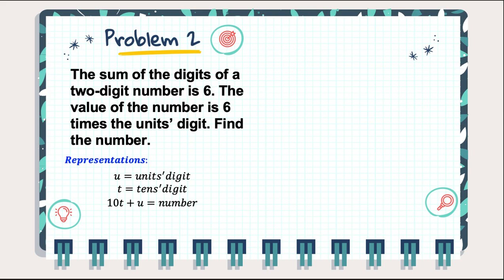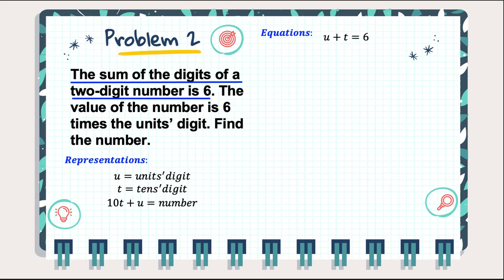To write the equations, the first equation will be for the first sentence, which is the sum. So again, when we say sum, that is addition. The sum of the digits, and again, the digits are the units and the tens. So adding these digits, u and t, the sum should be 6. So our first equation will be u plus t equals 6.